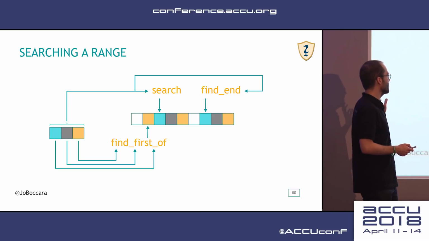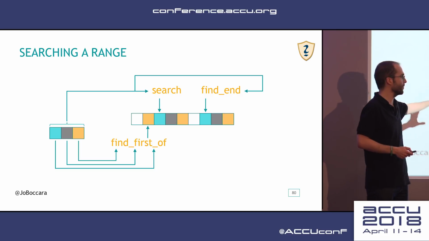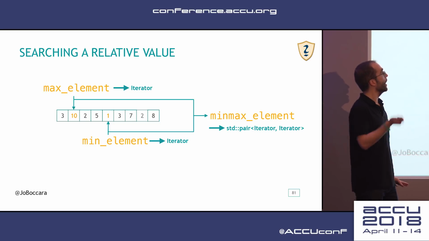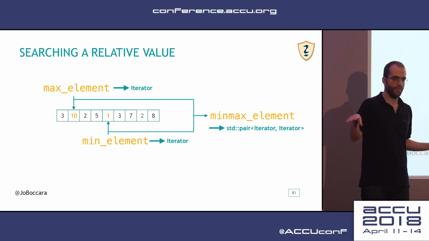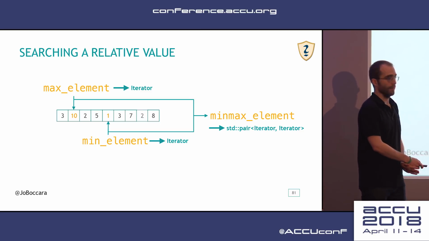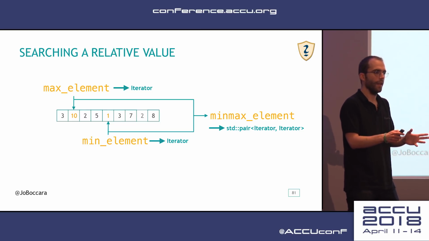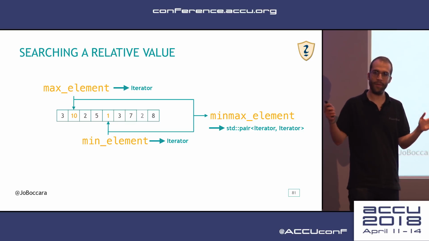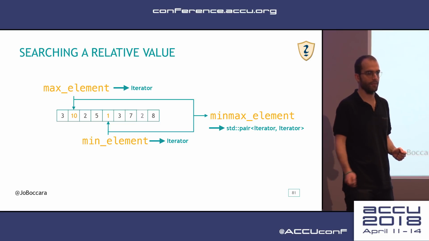And if you want to search for the first occurrence of any of the values of the small subrange in the big one, that's find_first_of. And last section in the queries, that's how to find a relative value, the bigger one and the smaller one. Well, the bigger one is with max_element that returns an iterator with the position of the biggest element in the collection, and min_element, the smallest one. And if you want both at the same time in one pass, that's minmax_element. That returns a pair of iterators.